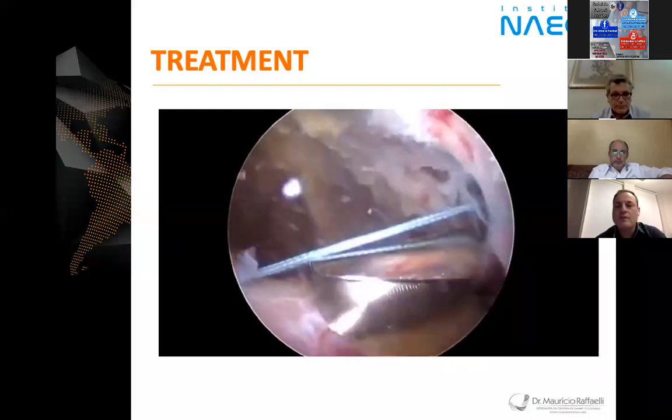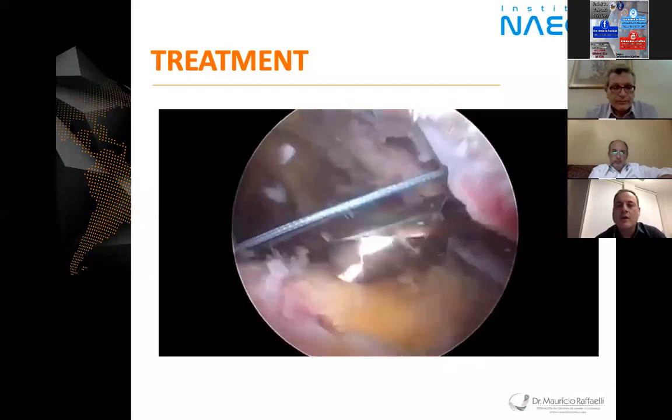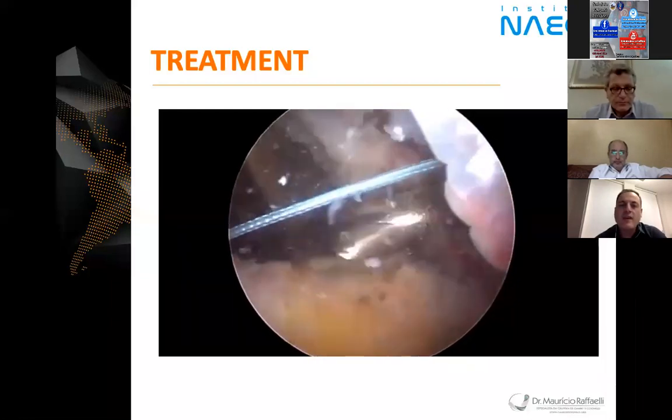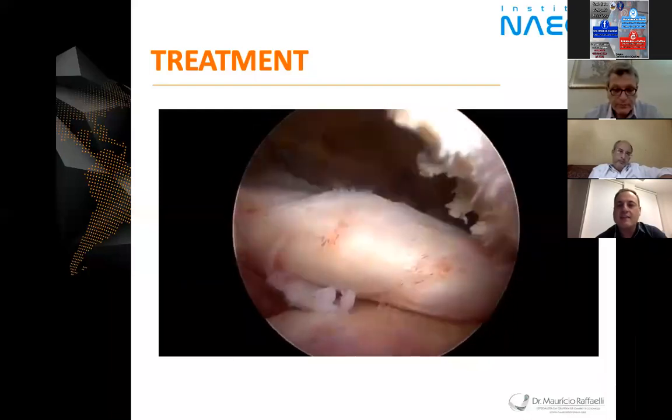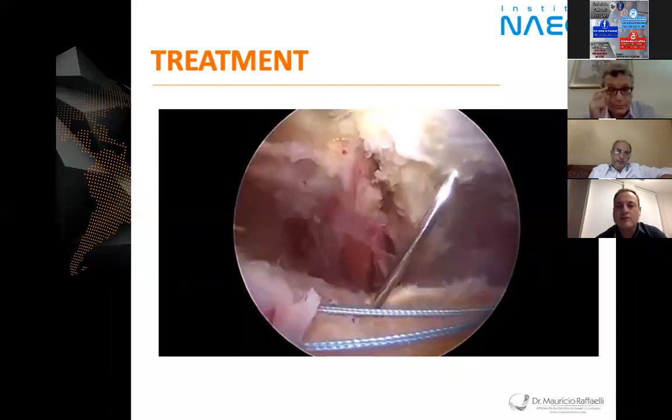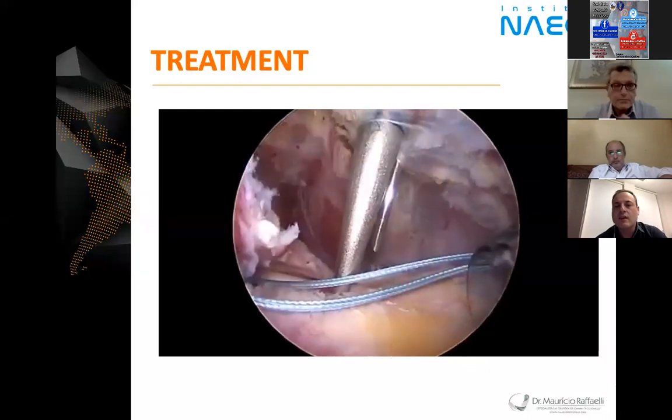Now I am in the subscapularis view. My scope is in a posterolateral portal. I am creating the footprint for the subscapularis, and I test the mobility of the subscapularis to see if the tendon comes to the footprint.